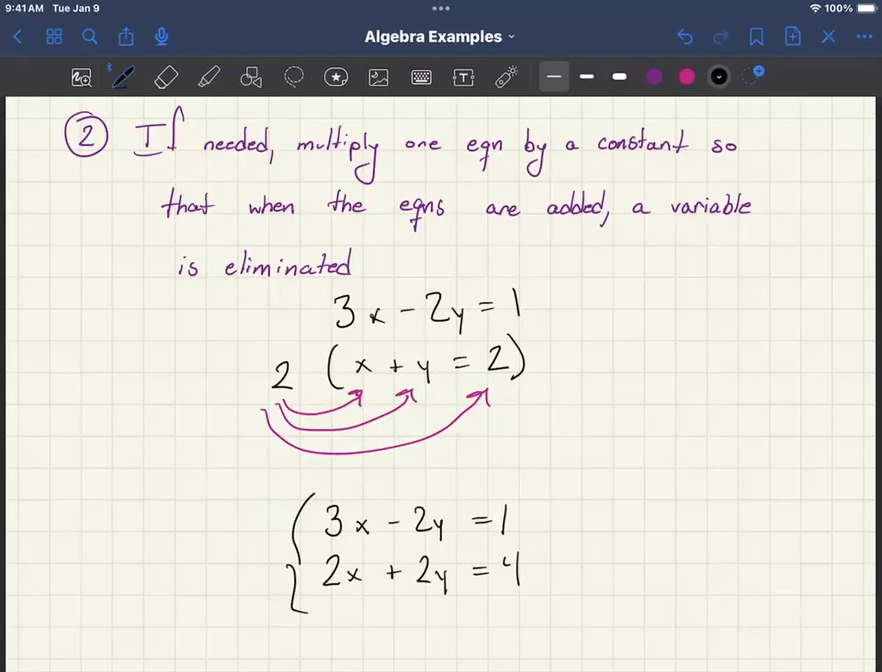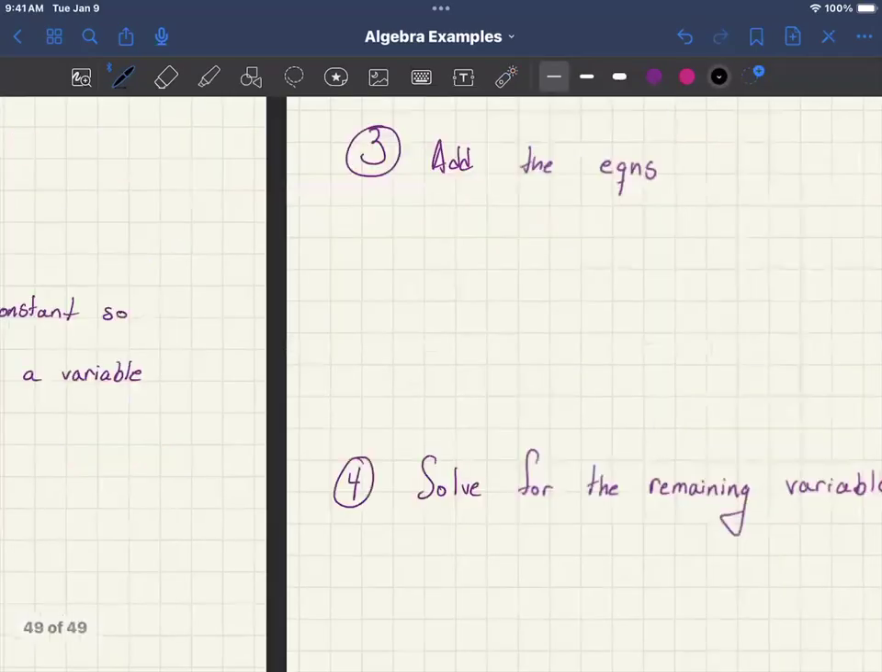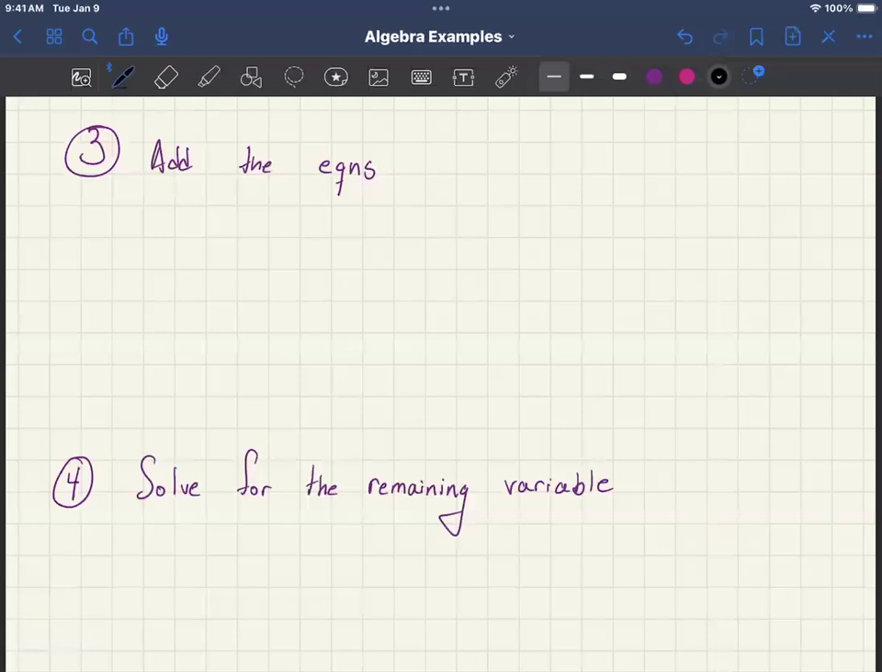If you drew a picture of the line x plus y is equal to 2, and the line 2x plus 2y is equal to 4, you'd have the same exact line. So they haven't actually changed. They just look a little bit different, and it's going to allow us to add our equations together, which is step 3. So I'm going to write our equations up again. 2x plus 2y is equal to 4.